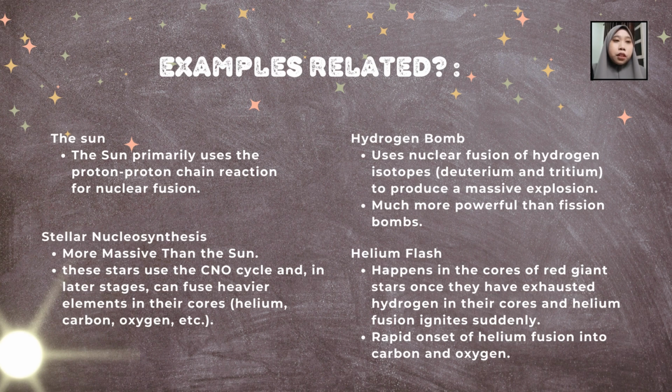The sun primarily uses the PP chain reaction for nuclear fusion. A hydrogen bomb uses nuclear fusion of hydrogen isotopes to produce a massive explosion, much more powerful than a fission bomb. Stellar nucleosynthesis: stars more massive than the sun use the CNO cycle and in later stages can fuse heavier elements in their cores.